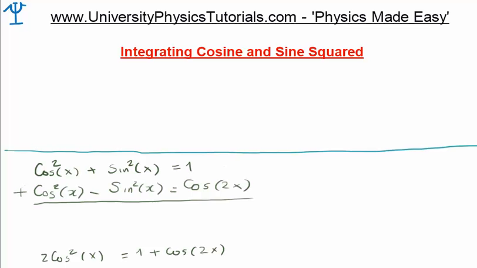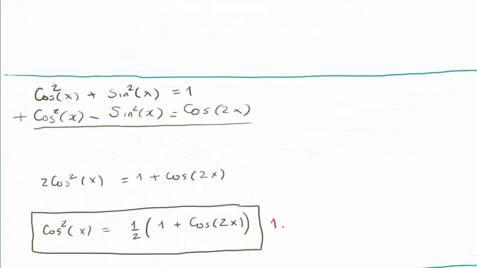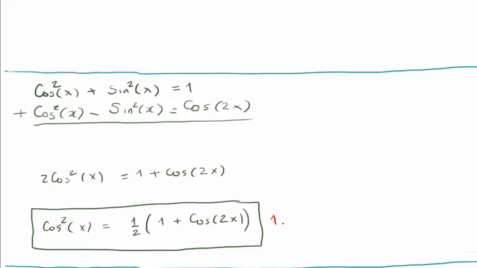We begin with two trigonometric identities which I'm not going to prove. Cos squared x plus sine squared x is equal to 1. Cos squared x minus sine squared x is equal to cos 2x. Note of course that we're utilizing the double angle, so we have cos 2x. If I add the two of these equations and rearrange, we get that cos squared x is 1/2 outside of 1 plus cos 2x. I'm going to call that equation number 1.